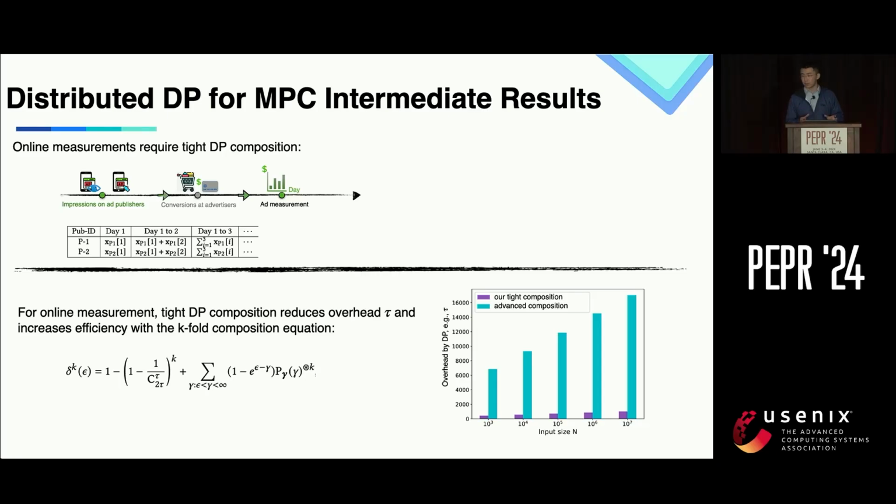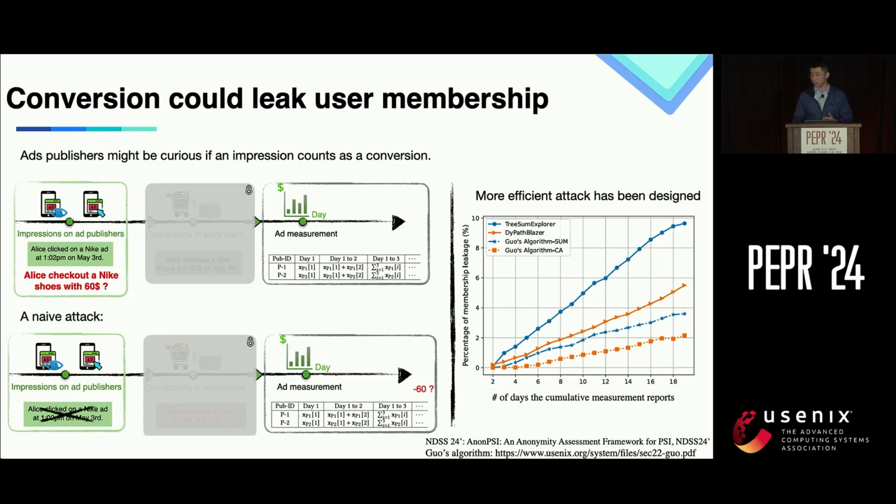Considering the case where the reporting is streaming online, we need a tighter DP composition to reduce the dummy size. Here, in the left-hand corner, is the tight DP composition. We compare the results with advanced composition, and we found that based on this tight composition, we significantly reduce the dummy size introduced by our DP algorithm.